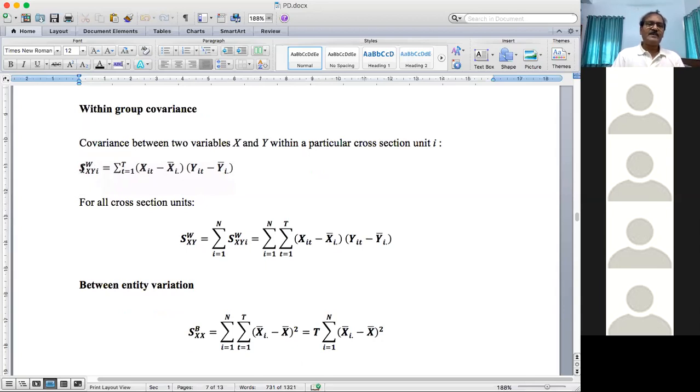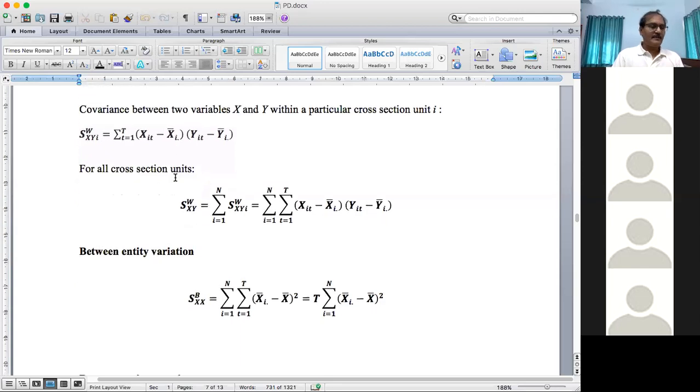So this formulation S_XYWi provides you the covariance measure between x and y for a particular cross-section unit i, where we are using the within group mean value. That's why this measure provides you the within group covariance of xy for a particular cross-section unit i. Similarly, if we take all cross-section units together, we can get the within group measure of the covariance, S_XYW.